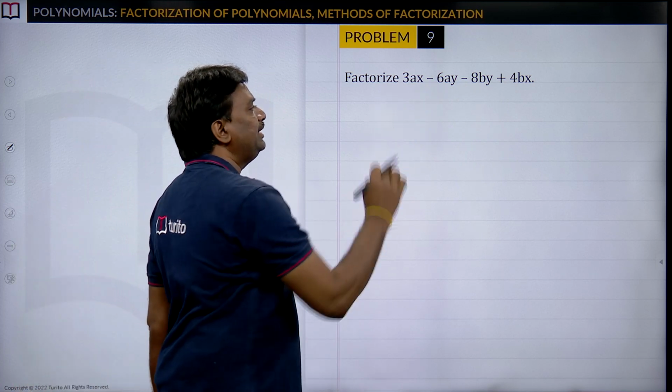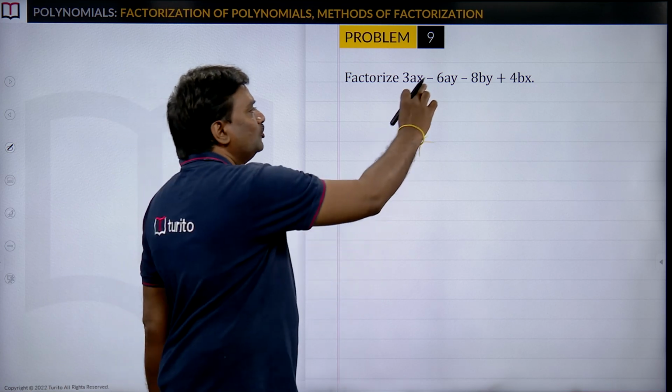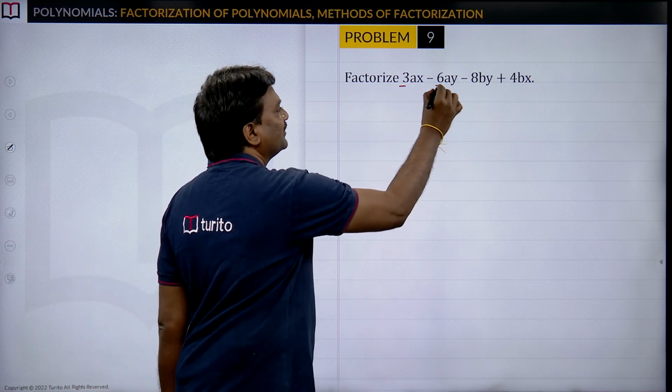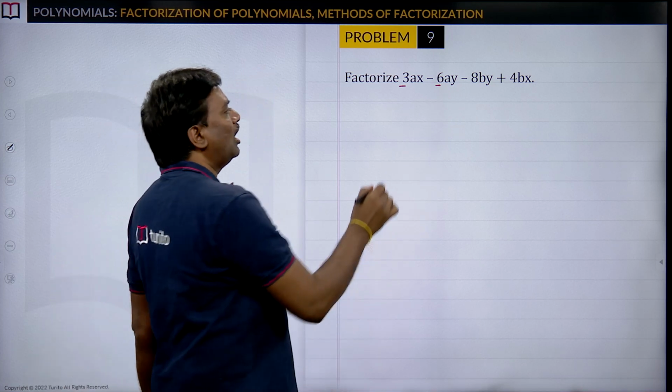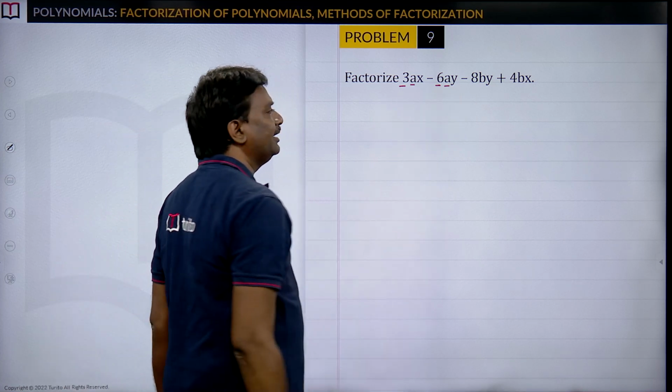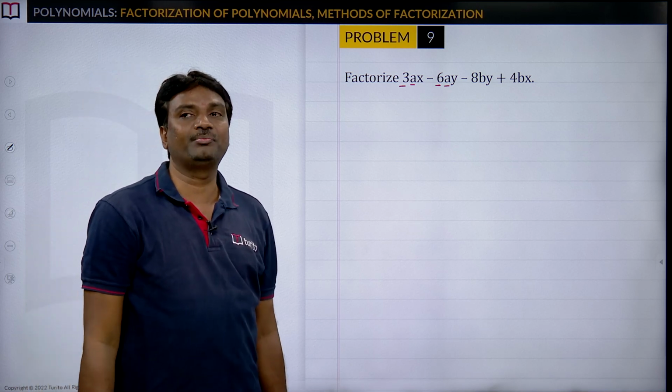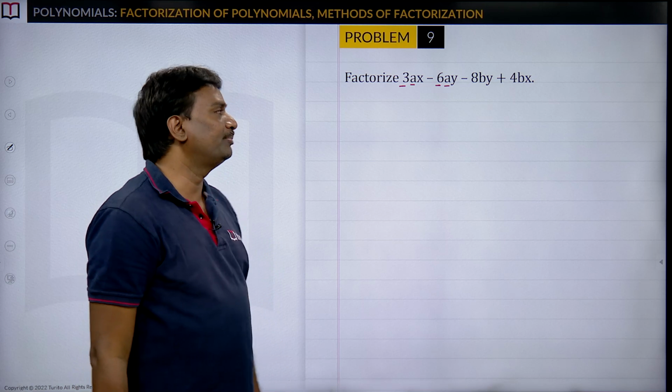By observing 3ax minus 6ay, 6 can be written as 3 into 2. So, 3 is a common factor. Also we have a, so a is also a common factor. So, 3a of x minus y.